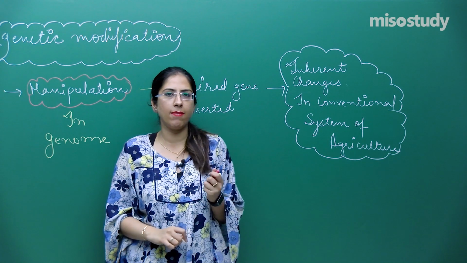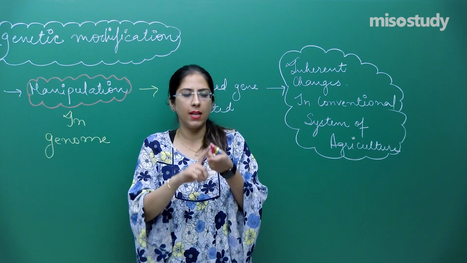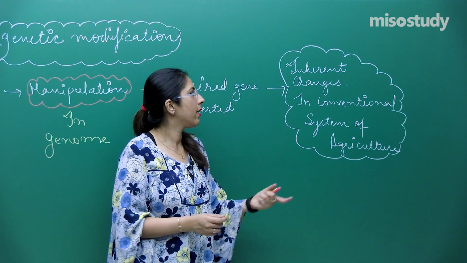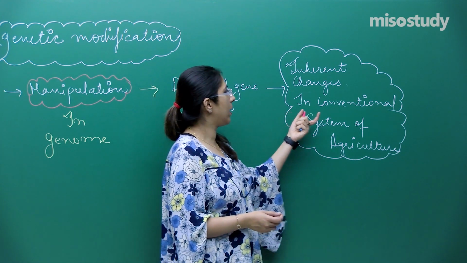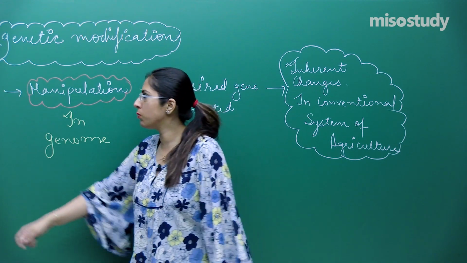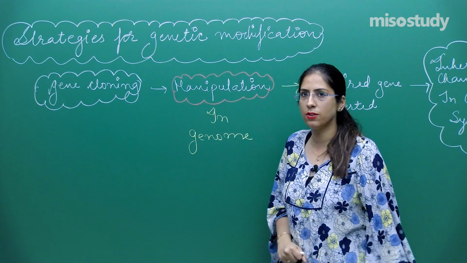With this, we have a good variety of crop. They are resistant. They can withdraw a large amount of nutrients from the soil, right? So this was the actual thing which we have to go for, that is, changes in the conventional system of agriculture. That's why, students, gene cloning was implemented in the field of agriculture, right?